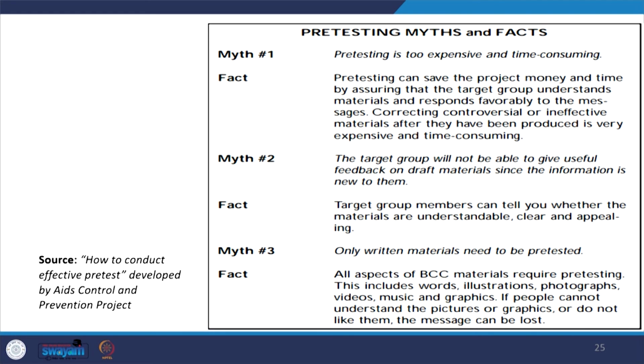The third myth, which is essential, is that only written materials need to be pre-tested. That is a myth. The fact is that all aspects and all materials require pre-testing. Any sort of approach could be taken, through verbal discussion, graphs, videos, or photographs. All right, so these are all guidance for pre-testing.